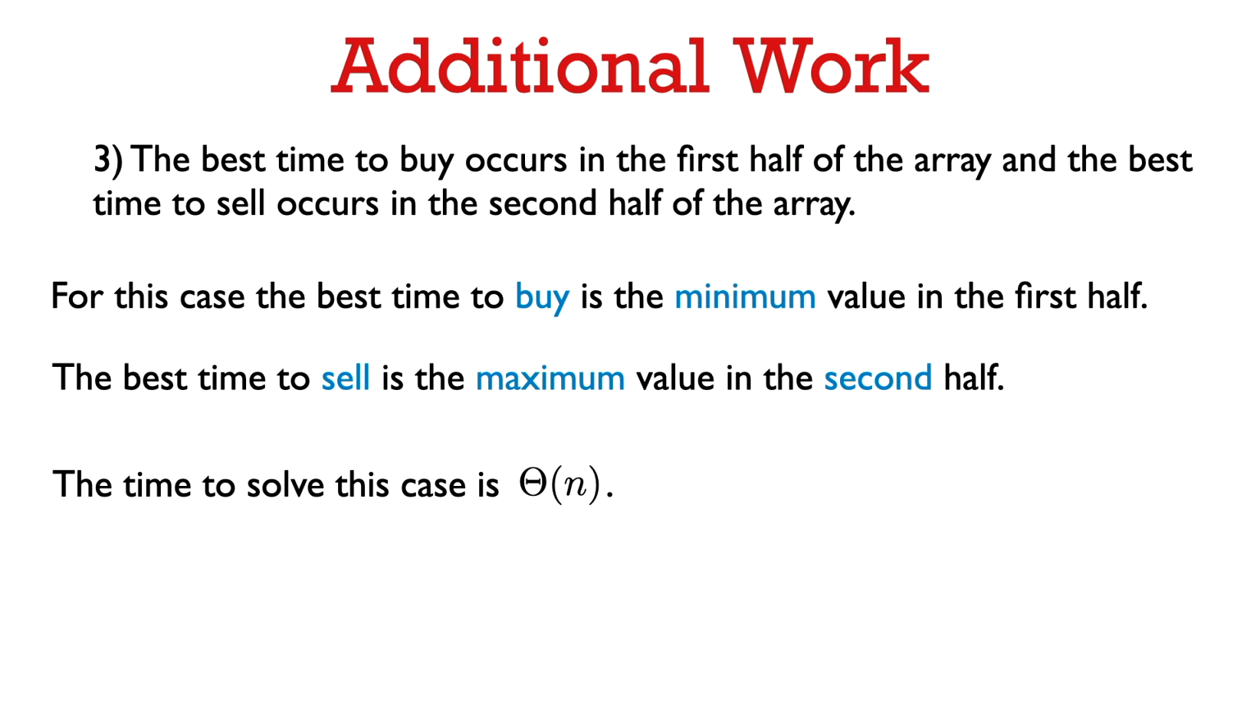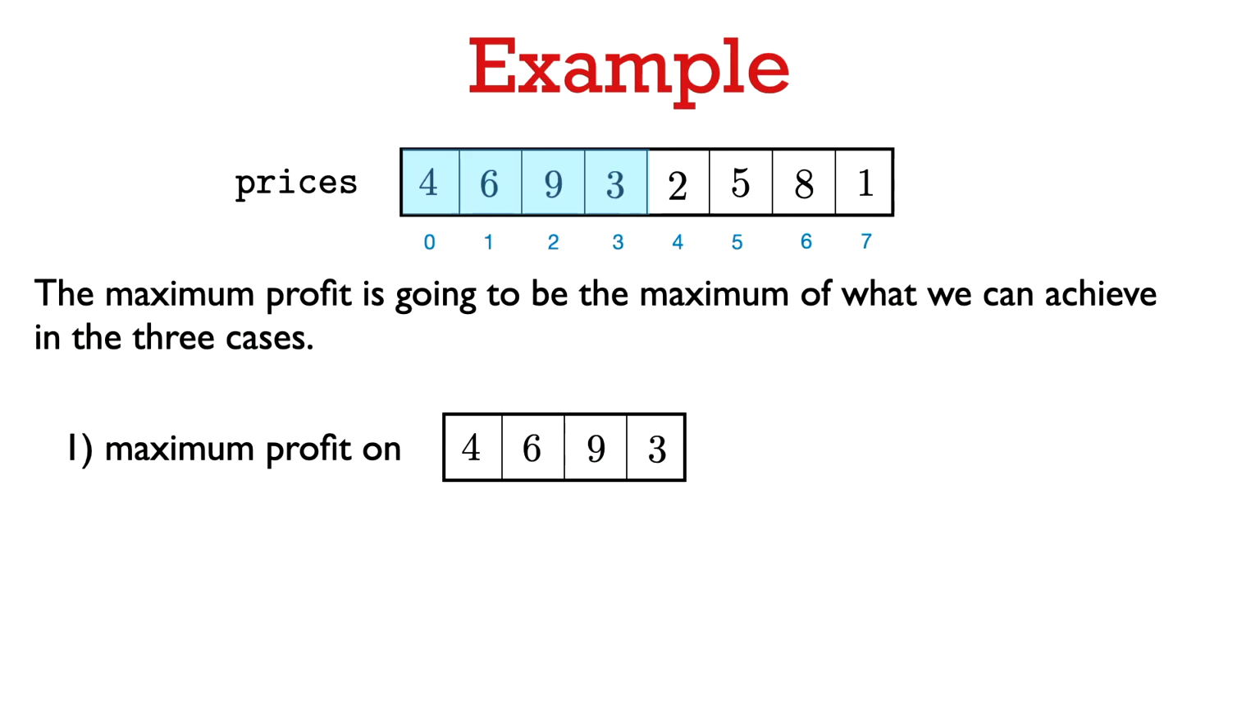Okay, so all we have to do for the third case is compute the minimum value in the first half and compute the maximum value in the second half. And we can do this in time theta of n. And we know how to compute the minimum and the maximum. So let's work through the algorithm on our example.